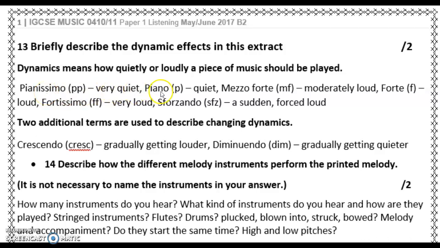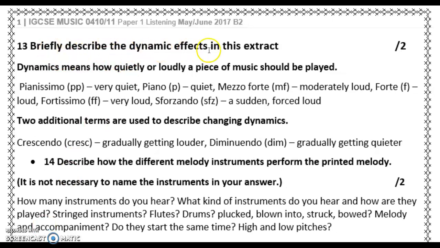Okay, pianissimo, very quiet, piano. So listen whether you hear what happens there. Maybe it changes with gradually going louder, gradually going quiet. So read through that while you listen to the music. Briefly describe the dynamic effects in this extract. So decide how it started and whether it changed. And I know that it ended quite softly.